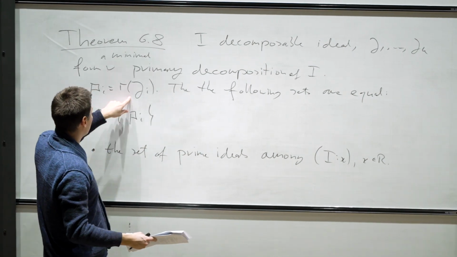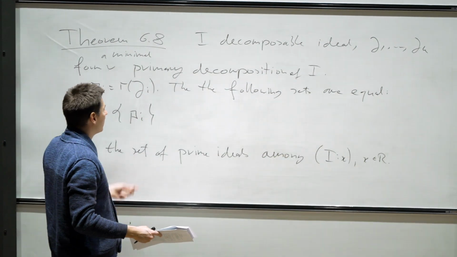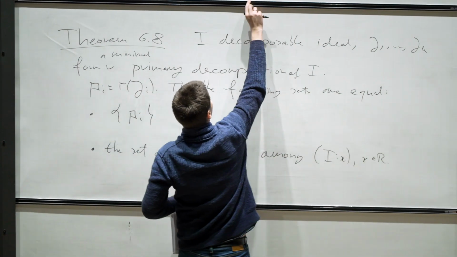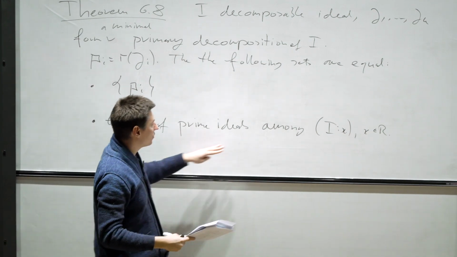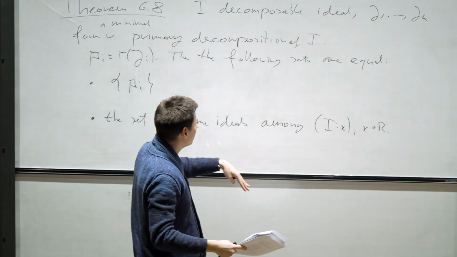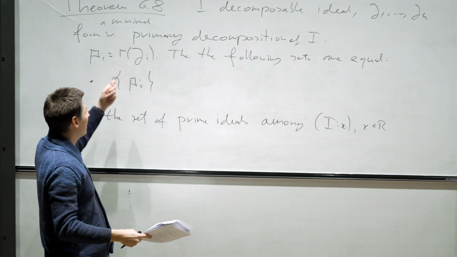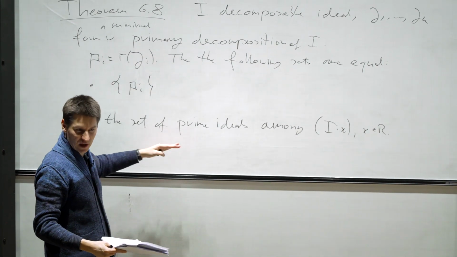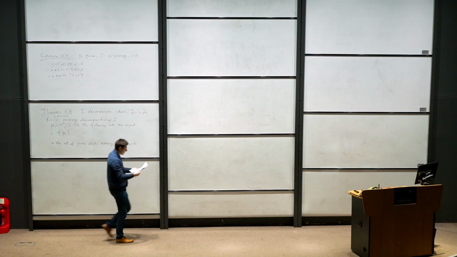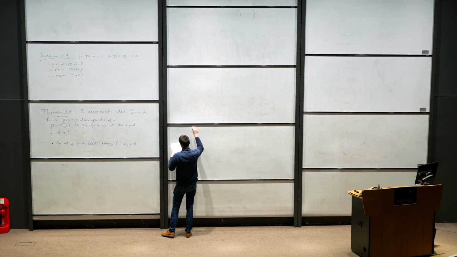The Pi denotes the radical of Ji, and then we are looking at these two sets. One of them is the set of the primes that appeared, and the other one is the set of all prime ideals among such ideals. The point being that the first guy depends a priori on the decomposition, and the second one does not. That's the point of this theorem. Okay, so let's prove it.